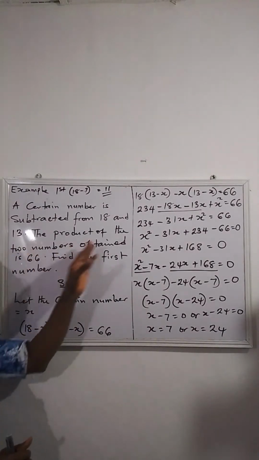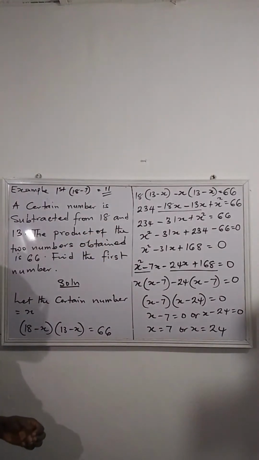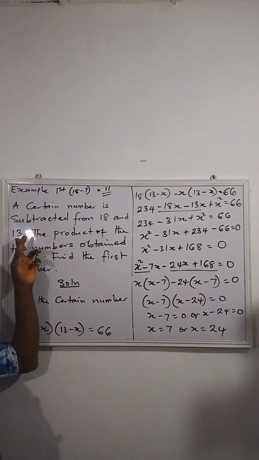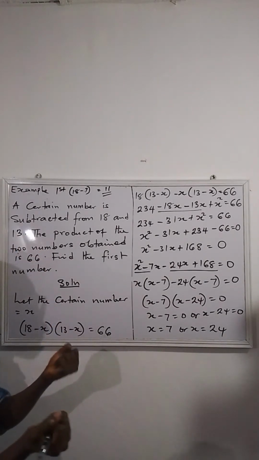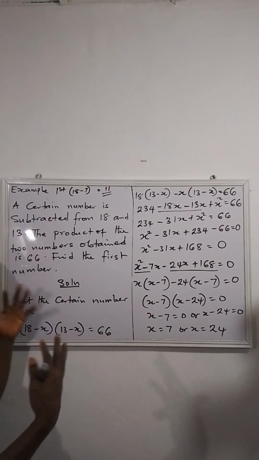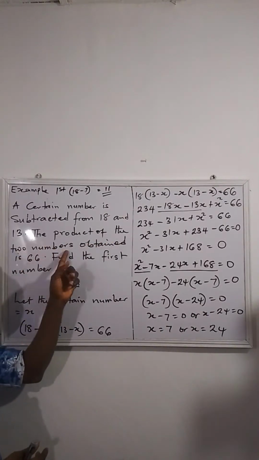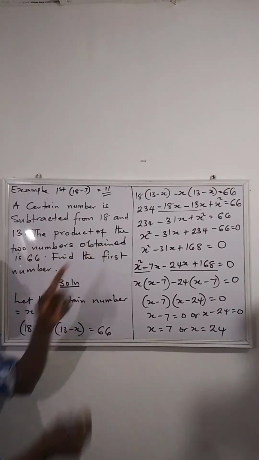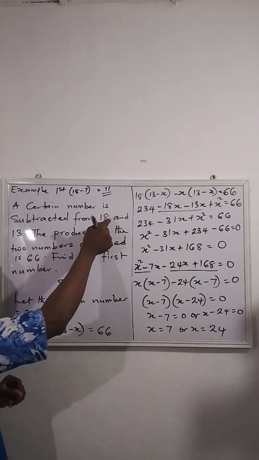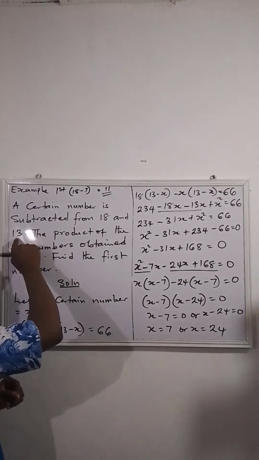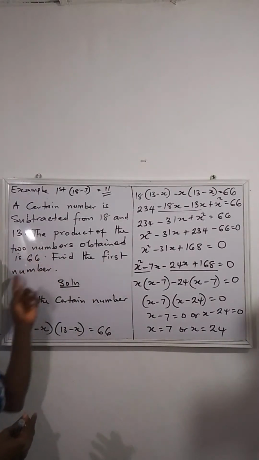All right, now the product of, once you subtract something from 18, you have something left. And the same thing, when you subtract from 13, you have something left. Now those two things that are left are multiplied together. That's what the question is saying. The product of the two numbers obtained after you must have subtracted a number from 18 and 13 is 66. So you have to find the first number.